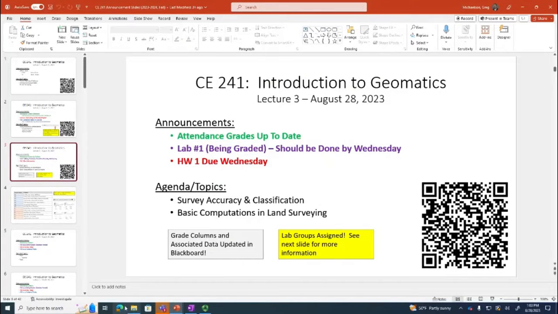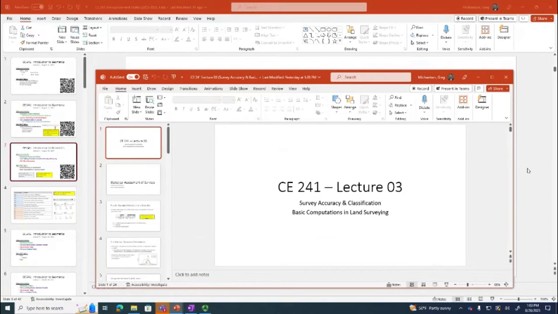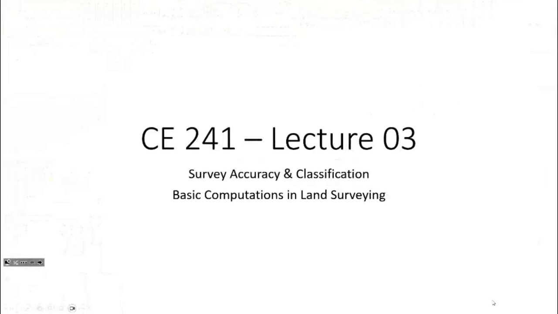So, okay, today we're going to continue our fundamental topics, which is we're going to continue our discussion with statistics and how we can apply that for assessing survey accuracy, as well as being able to classify surveys based on the results that we get. And then we're going to go through some basic computations in land surveying. I'll level with you, this section regarding basic computations I'm not going to get into very significant detail on because it's really just a review of some basic algebra, basic trig that you all should have seen in previous courses. So that'll just be a basic refresher, as it were.